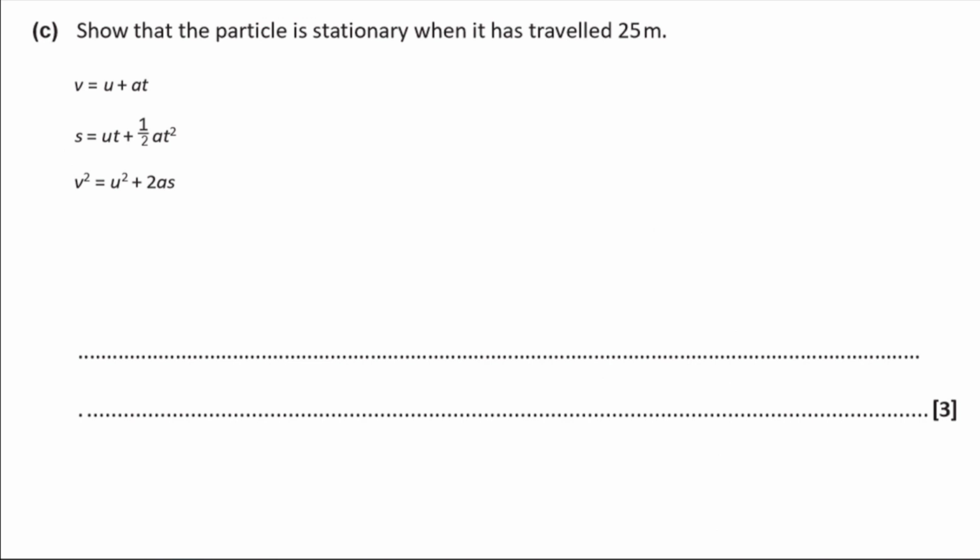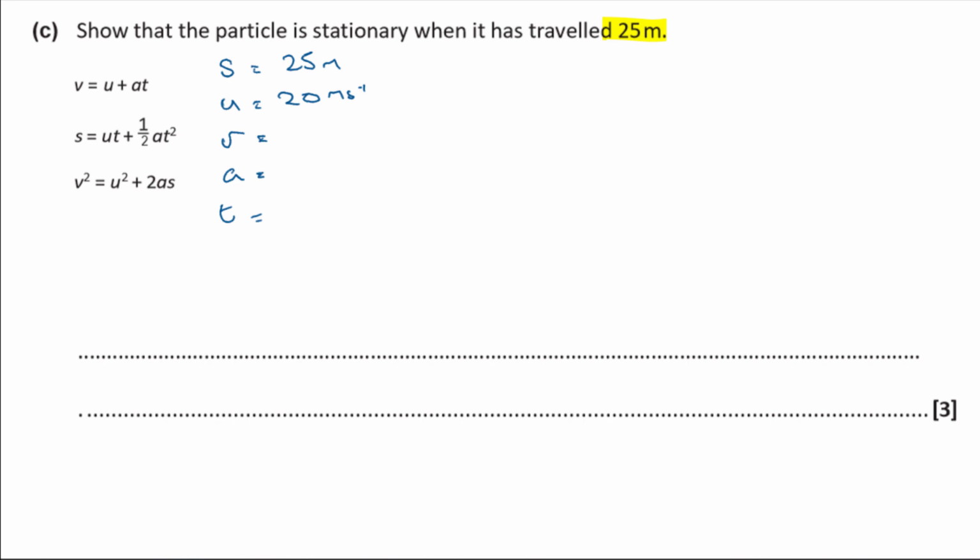Question C. Show that the particle is stationary when it has travelled 25 meters. Now again, we've got these 3 SUVAT formulas that we can pick from, but which one are we going to use? Well, let's just write down the 5 things, SUVAT, and think about which one we've got and which one we need to find. So S, that's the distance travelled. Well, that's given in the question. It's 25 meters. U is the starting velocity. That was given at the beginning of the question as 20 meters per second.